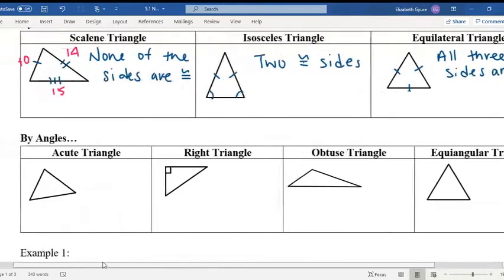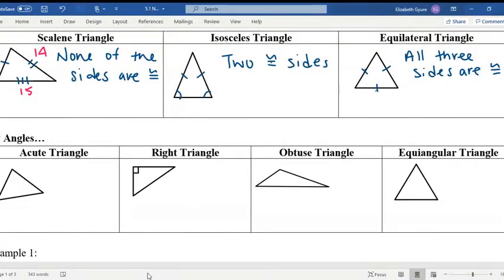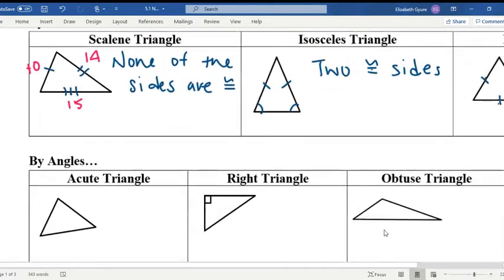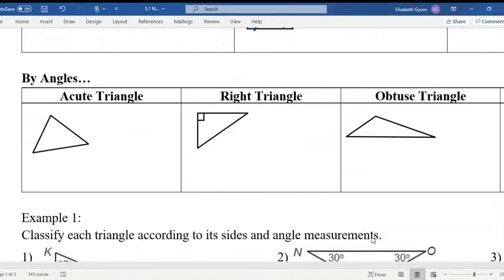Okay. Classifying by angles. You can either have acute triangles, right triangles, obtuse triangles, or equiangular triangles. We've talked about acute, right, and obtuse before. But what do you think is going to make a triangle an acute triangle? Bridger? Not the sides, but the angles. Yeah, angles can be acute. And it has to be all of them. All 3 angles have to be acute.